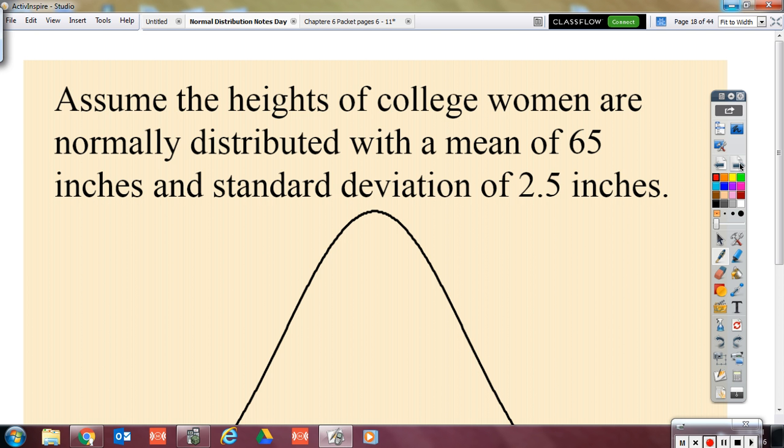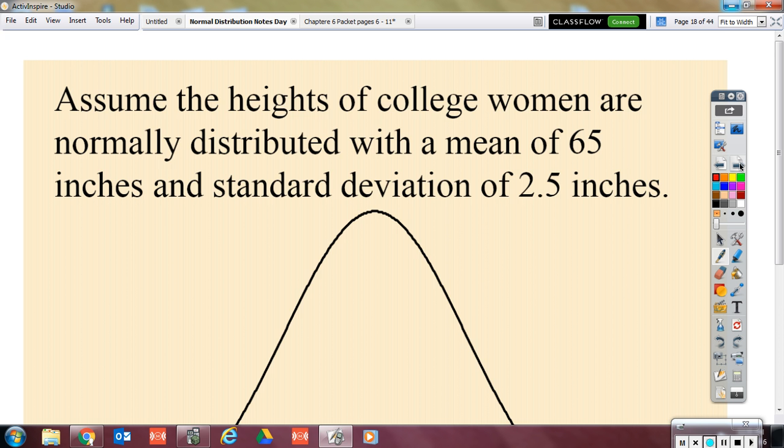So let's put this context to these problems. Assume that the heights of college women are normally distributed and they have a mean of 65 inches and a standard deviation of 2.5 inches. Do you think that it makes sense that the farther away you get from the mean, there's less and less people in those sections? Yeah, I think so.